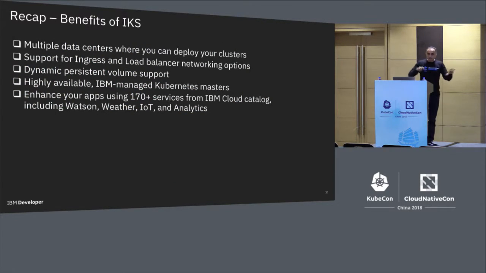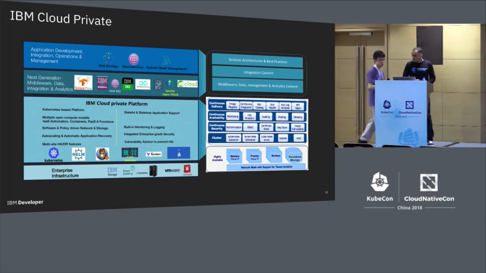This is a little recap of all the great things I was talking about on IKS. So multiple data centers, support for ingress and load balancer, dynamic persistent volume support, highly available IBM managed Kubernetes master. So as a user, you don't have to worry about managing the master. It's maintained and managed by the IKS team, and like I said, 170 plus services from the IBM catalog. And with that, I think I will wrap up on the IKS side, and I would like Guangya to talk a little more about the ICP and the work we are contributing.